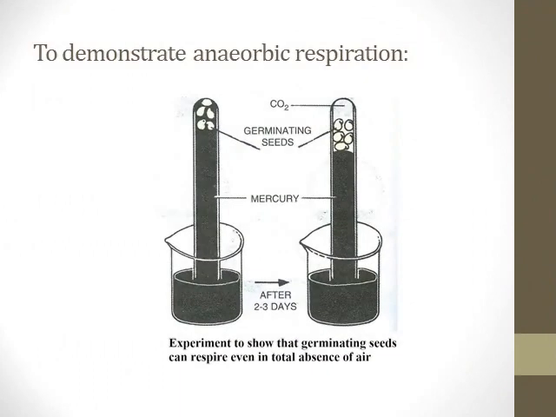Next, we are going to see an experiment to demonstrate anaerobic respiration. So here we are going to take some seeds which are soaked and peeled off, and then push them into the mouth of a test tube filled with mercury and inverted in a beaker of mercury. So this is the setup for this experiment. The seeds will float to the top and will be completely surrounded by the mercury.